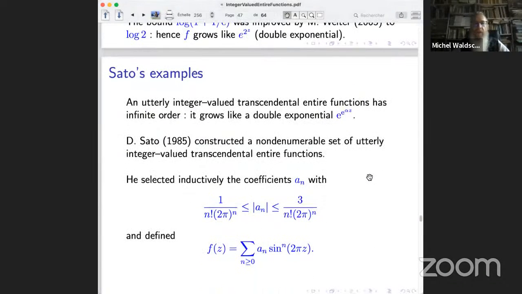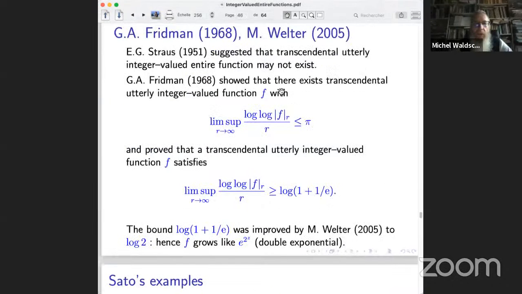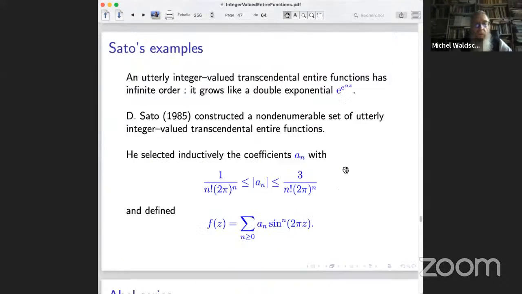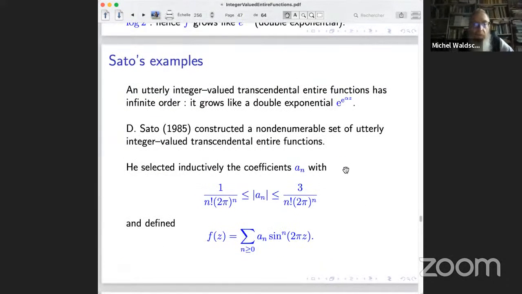I would like to give an example of Sato because it was expected by Strauss that they do not exist. And Sato found some examples which are rather easy to explain. He takes a series which is the sum of a_n times sine of 2 pi z to the power n. And he takes for a_n some integers which are suitably chosen, which satisfy this growth condition. And then he proved that you get a non-enumerable set of utterly integer valued entire functions.